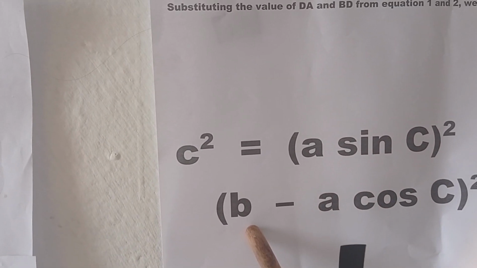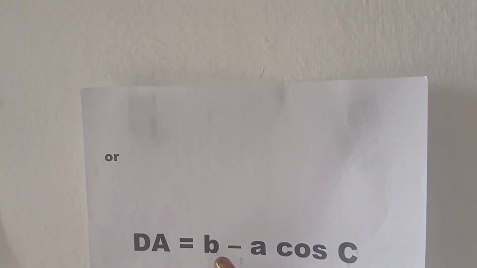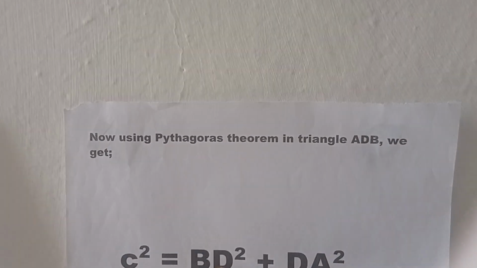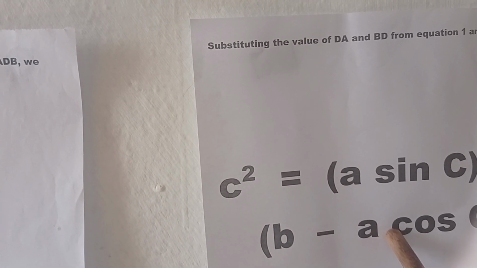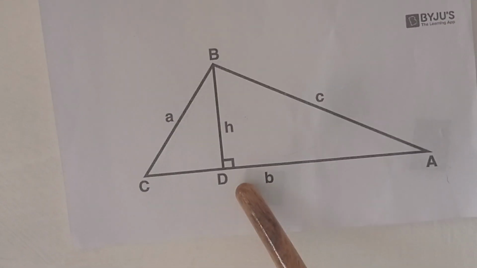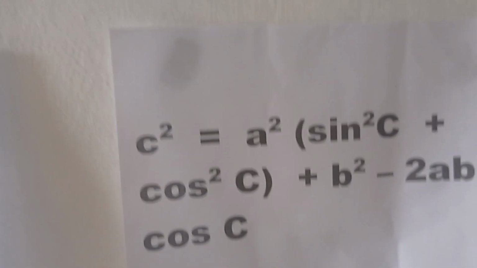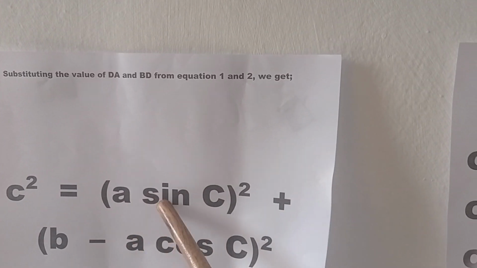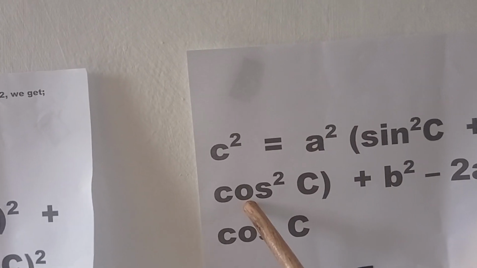B minus A cosine of C, squared. Remember that we are using the Pythagorean theorem, because DA equals B minus A cosine of C. Now, the remainder of this problem will be C squared equals A squared sine squared C plus cosine squared C.